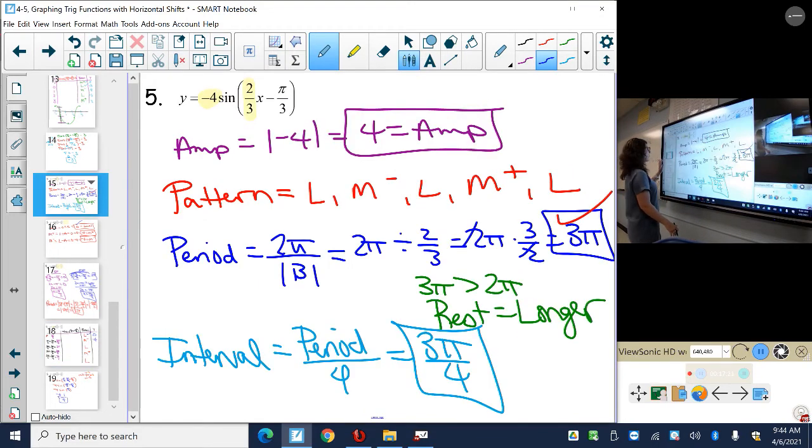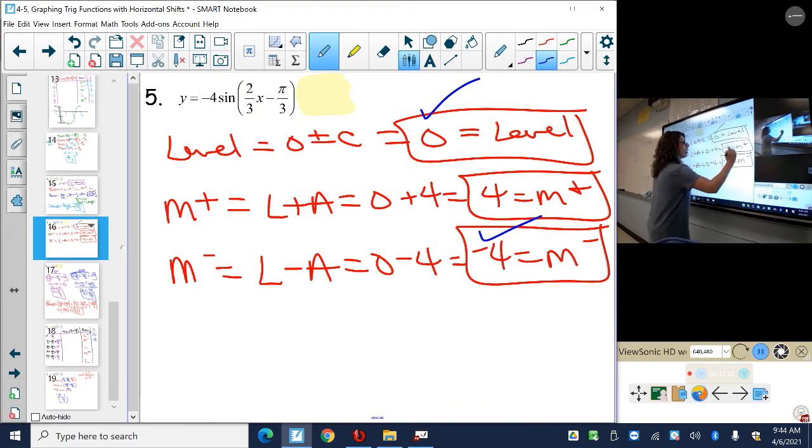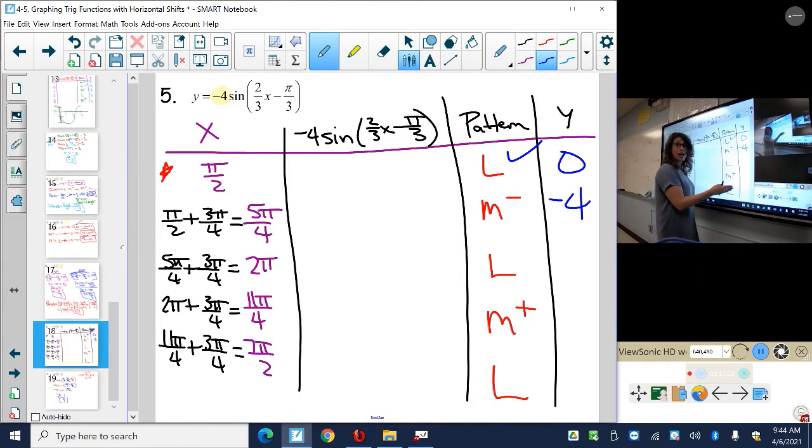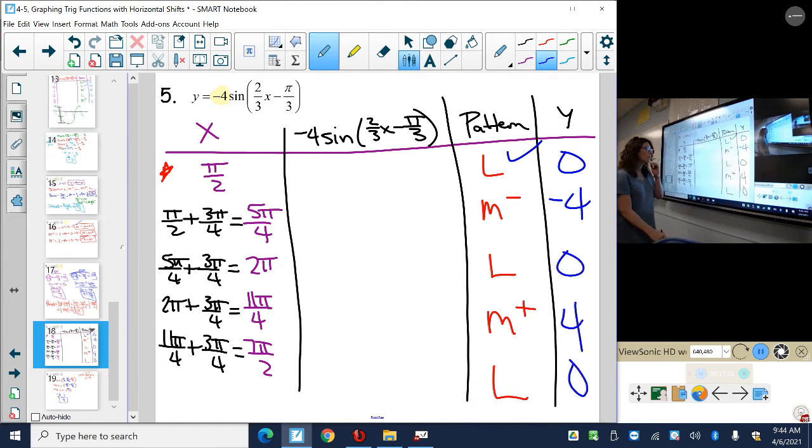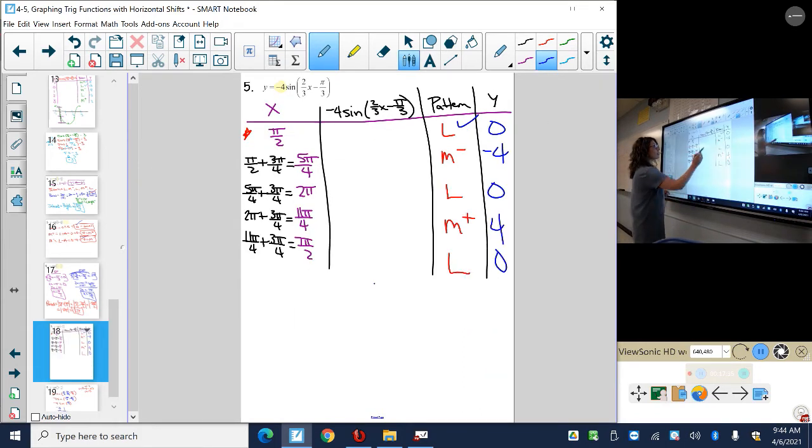So if I come back over here, I do see that negative 4 is my minimum. So that means what I have done is correct. So I can go ahead and put 0, 4, and 0. Okay? So now I need to graph this thing. So how do I graph this thing? Well, I know that I'm going to be at a height of 4 and a depth of negative 4.